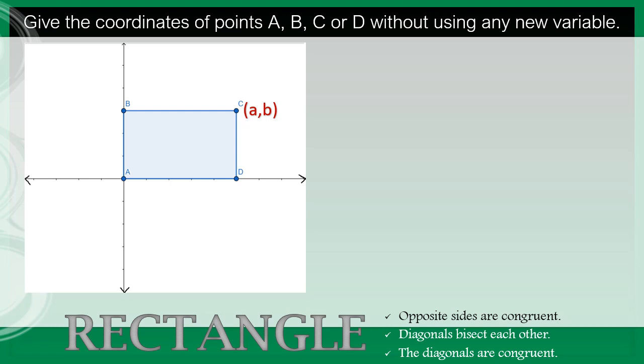So here in our first figure, give the coordinates of point A, B, C, or D without using any new variable. So here we do have our given data already. The coordinates of point C is (a, b). Now we are supposed to find out the coordinates of points B, A, and D.